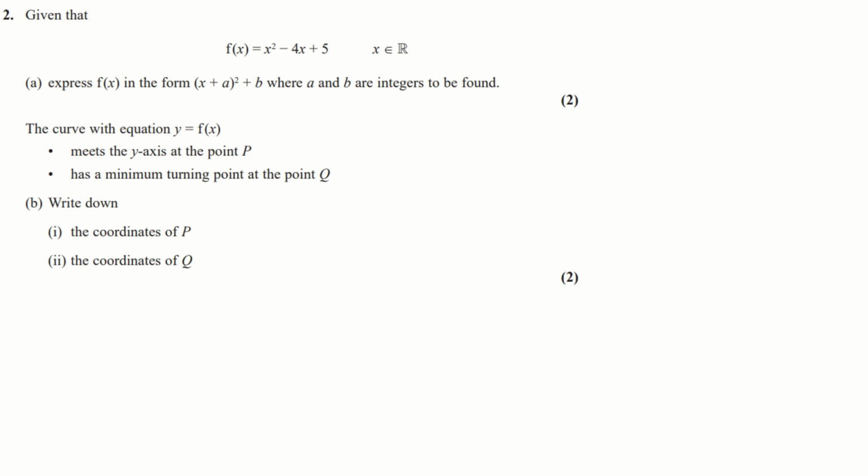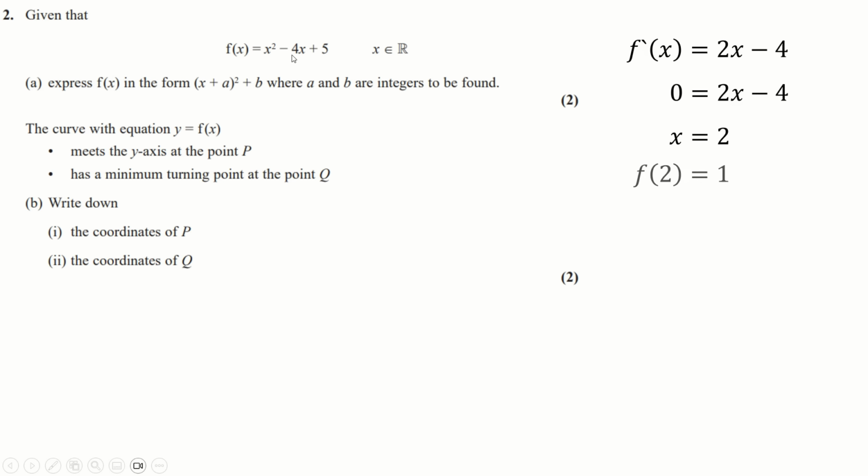Question number 2 then, very prescriptive again, so hard to get this sent to the head examiner, hard to come up with anything that will work here. But what you could do is differentiate this, which is that. Of course, the turning point happens when f dashed is 0, so we'll set that to 0, solve for x as 2. If we put 2 back into here, we find f of 2 is 1, which means this has a turning point at (2, 1), which actually answers this question at the bottom here. The answer is (2, 1).